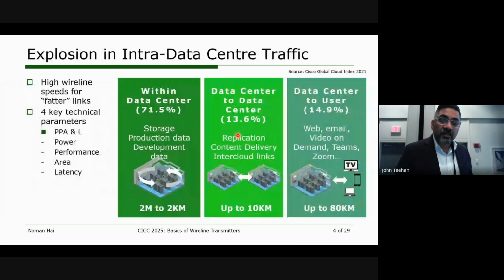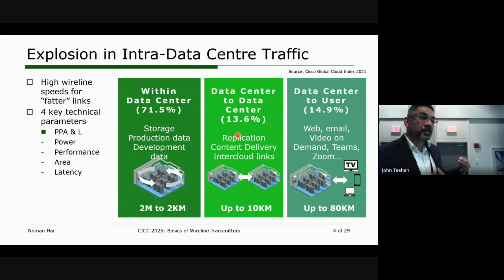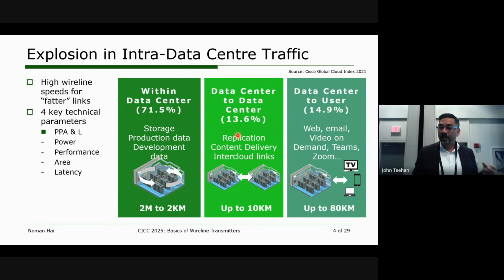The next part is where this data is going. When we use Zoom meetings or WhatsApp, this is a very small part of the total data communication happening. As you can see from Cisco's 2021 index, only 15% of the data is transferred between humans and the data center. For example, when I send a WhatsApp message, it goes through a data center and then to another. That total amount is less than 15%.